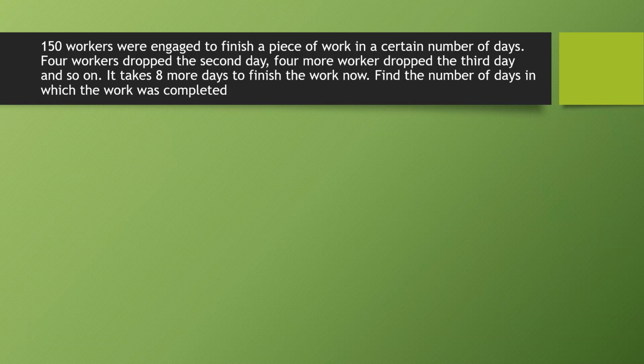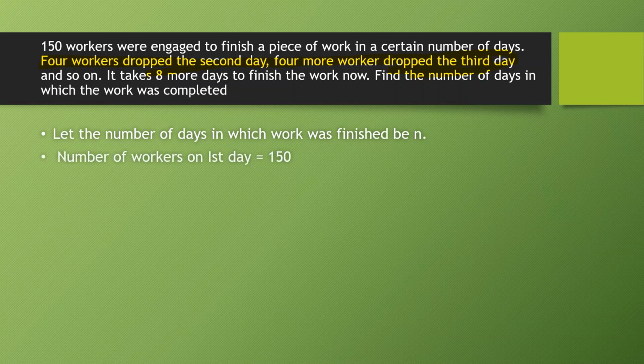So what I'll do now, I'll first think about the second case. Every day I'm dropping 4 workers. Initially I had 150 workers. See, let the number of days in which work was finished be n. By the second case, if I'm dropping workers every day, I take n days to complete the work. How many days do I take? n days to complete that work. Let us assume that. So what is the scenario?